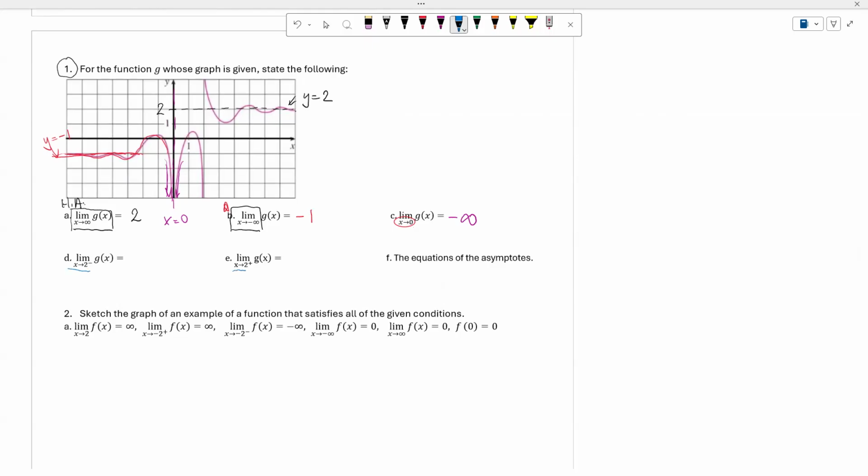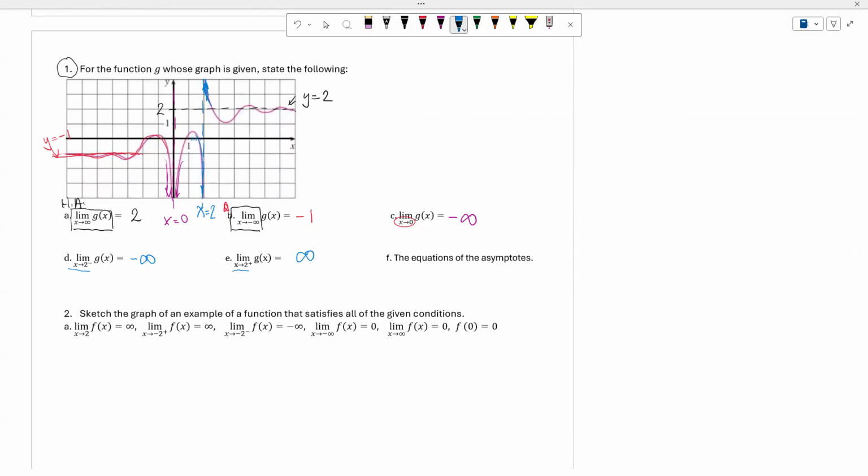For problems D and E, we look at x approaching 2 from the left and from the right. Let us label where x equal to 2 is on the graph. As x approaches 2 from the left, the output is getting bigger and bigger negative. So in this case, my answer will be negative infinity. And of course, as x approaches 2 from the right, the output is getting bigger and bigger and bigger to infinity.